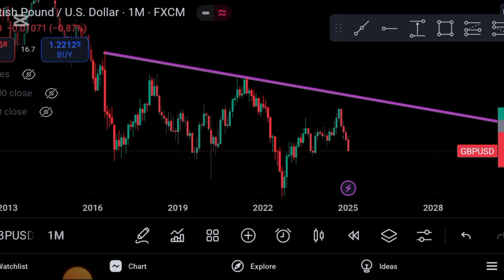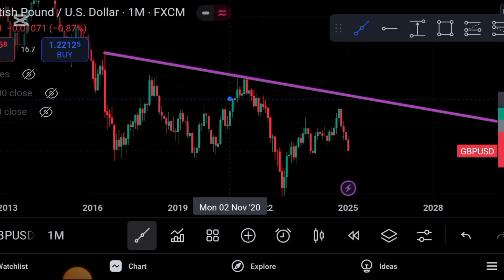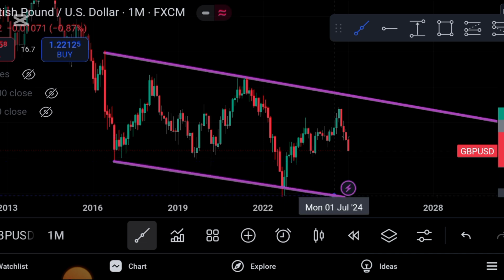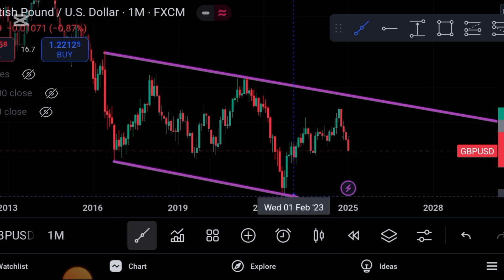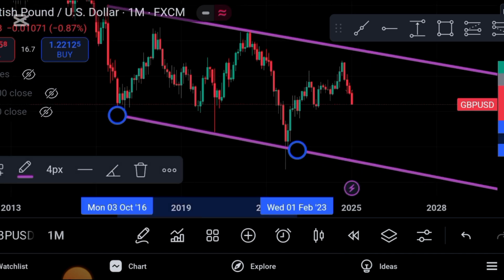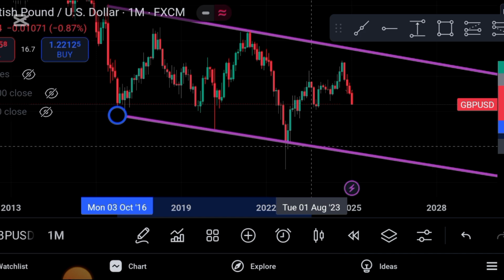And remember guys, we are here. This is our monthly chart. So that's where we start. And we draw the second one. There we go. That is our second touch point there.